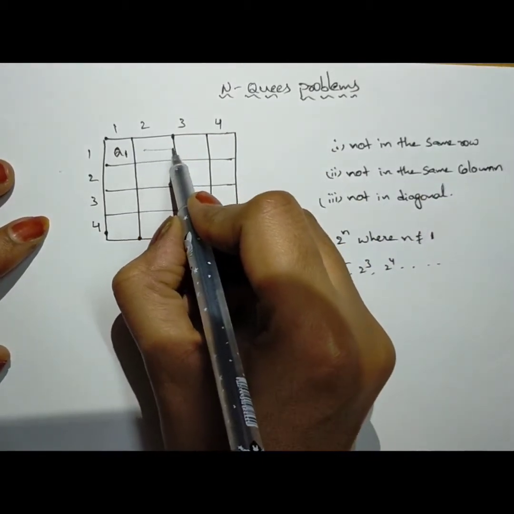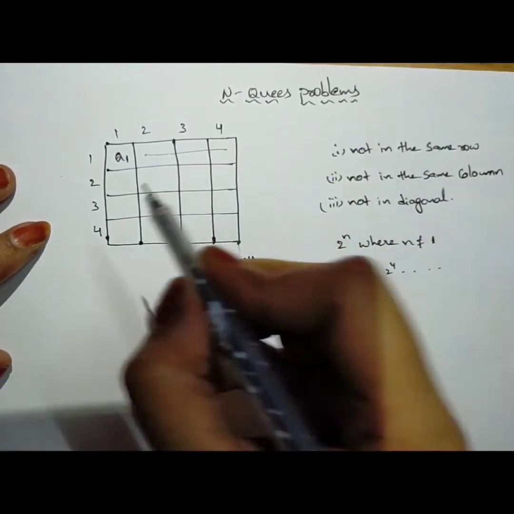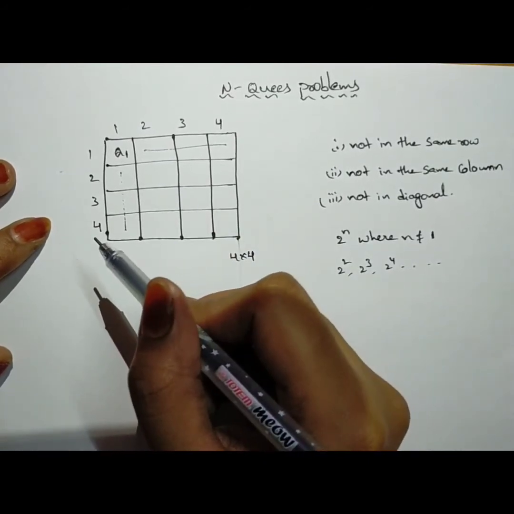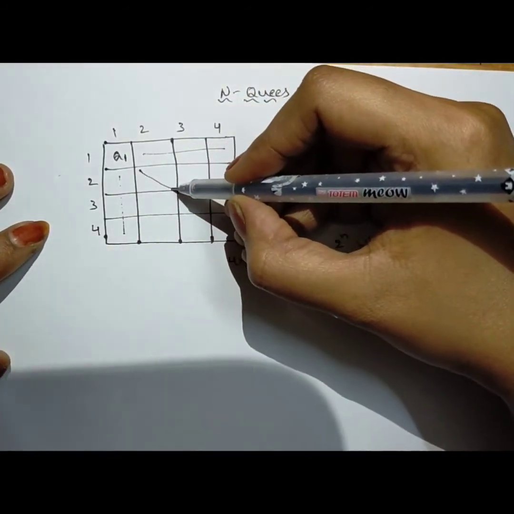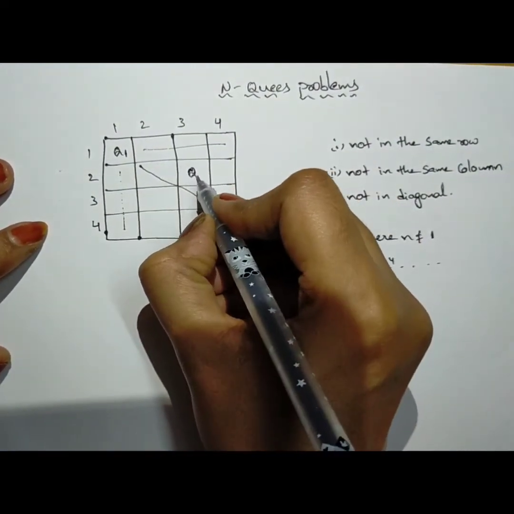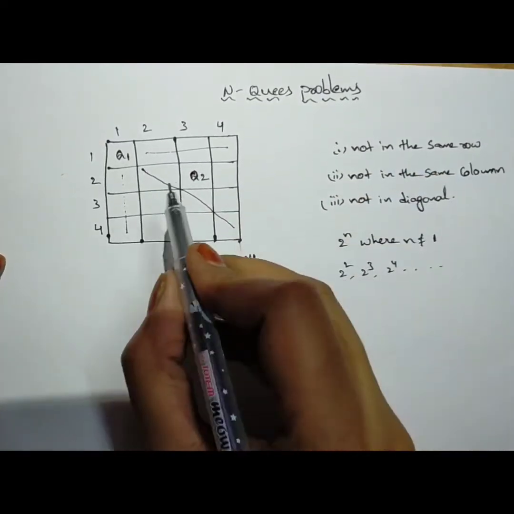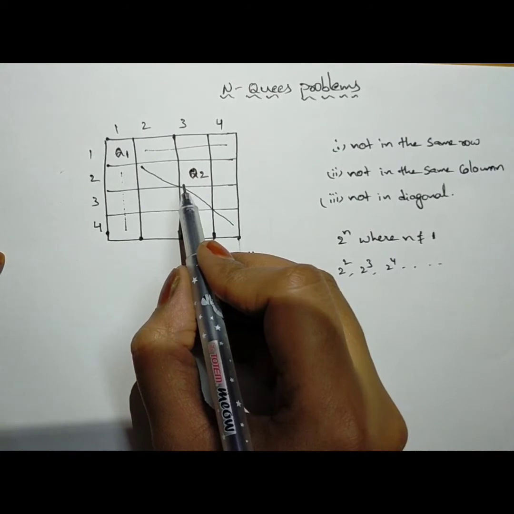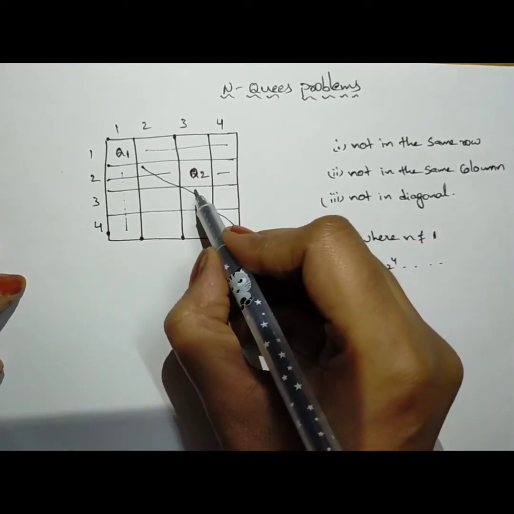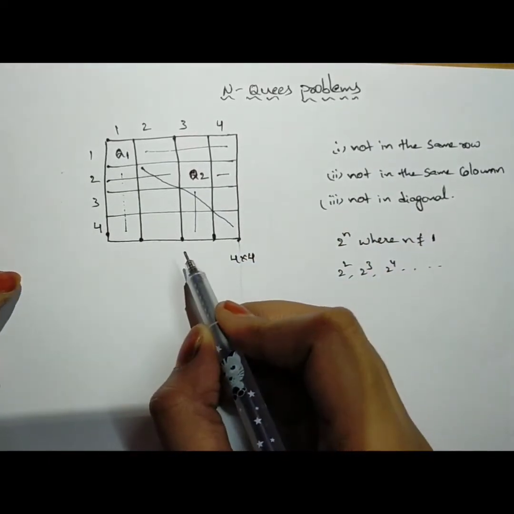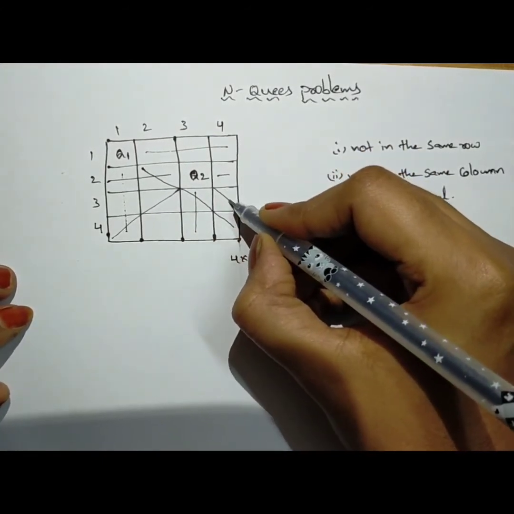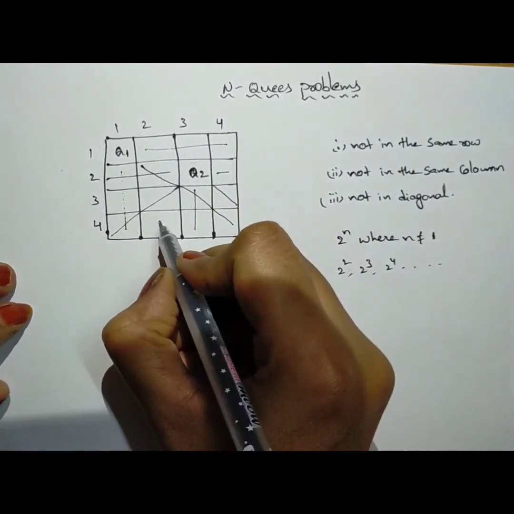Second queen cannot be placed here as it is representing the same row. And here also we cannot place the second queen as it is representing the same column. Here also we cannot place the second queen as it is representing the diagonal cells. So I am placing queen 2 in this position. Now let us see the position for queen 3. Here we cannot place the queen 3 as it is representing the same row. Here also we cannot place as it is representing the same column. Here also we cannot place as it was representing the diagonal cells. So queen 3 is placed here.